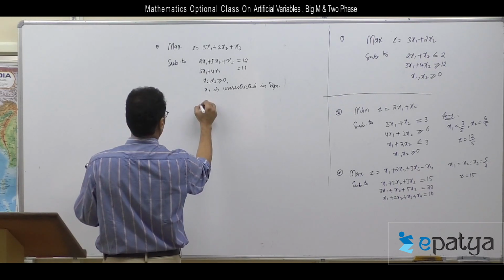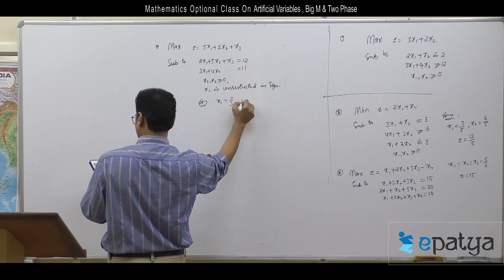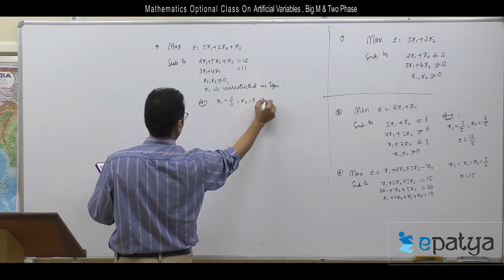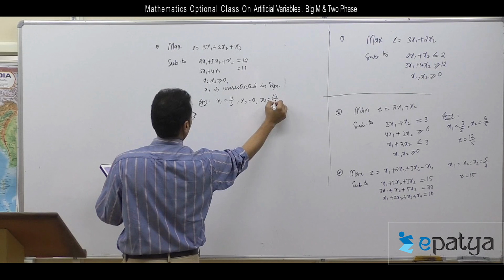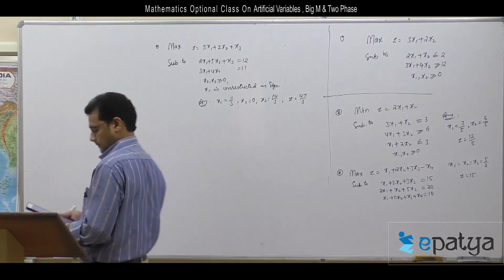Answer comes as x1 equal to 11 by 3, x2 is 0, x3 equal to 14 by 3, z equal to 47 by 3.